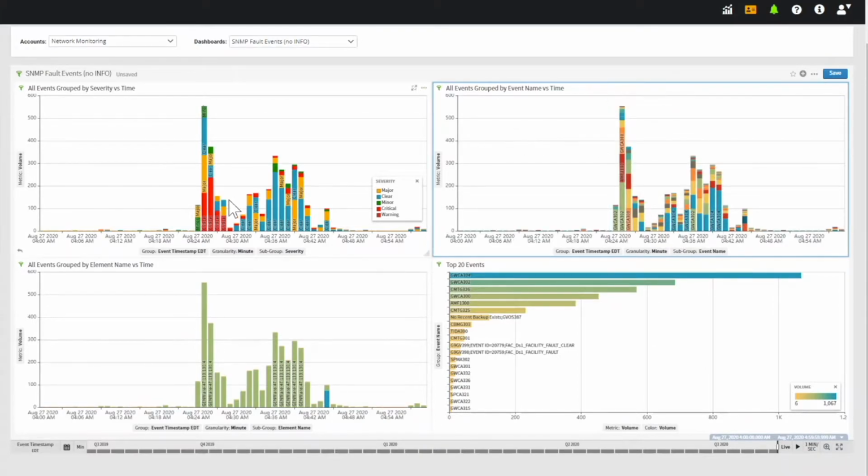Now you get a little bit better picture of what was going on over that time frame. We see that the critical event roughly started at 4:25 and lasted around 10 minutes, 3 minutes to 4:28. Then we see a bunch of clears evaluating out of the same time frame.